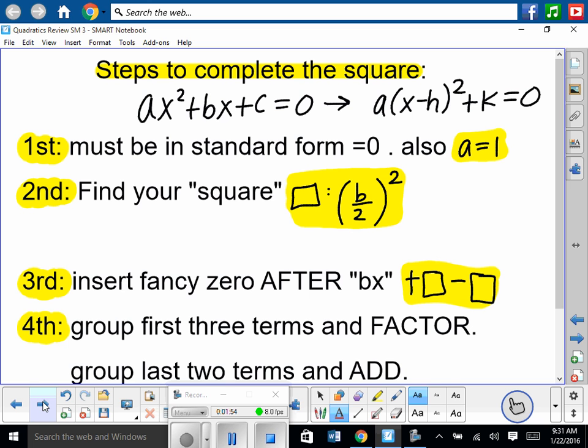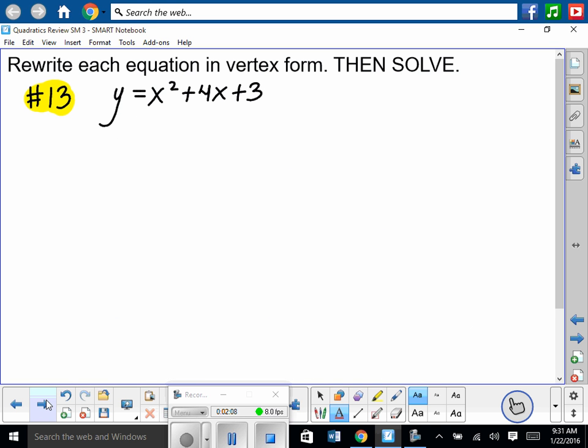And then fourth, you'll group the first 3 terms and factor them, and you'll group the last 2 terms and add them together. And then you have it in vertex form. Sounds a lot longer than it really is. So these are just the steps. Let's practice a couple today. We've already learned this. Shouldn't be new to you. Okay, so let's go through this.